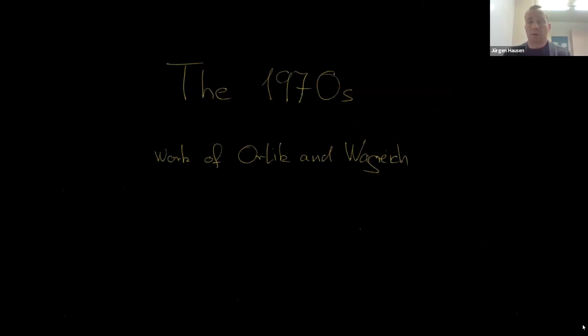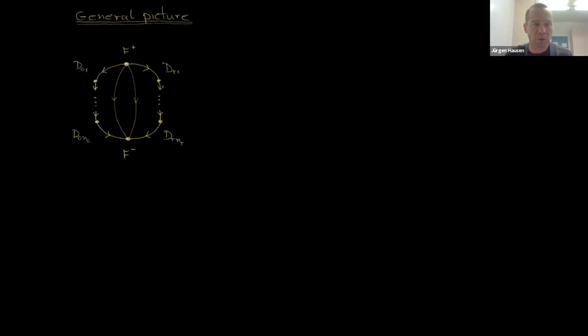Now let us turn to the state of matters in the 70s. This is basically work of Orlik and Wagreich. I'm reporting on 2 papers, one of them appearing in the Annals of Mathematics and the other in Acta Mathematica. That means that the 70s were a golden time of C-star surfaces. Here's the general picture.